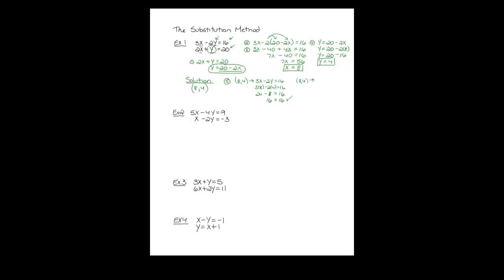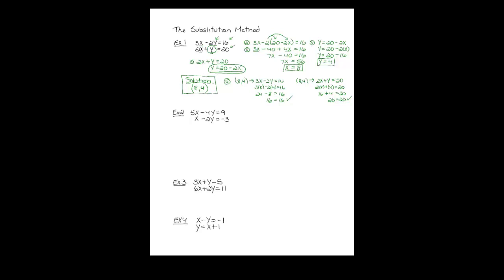8, 4. And the second equation, we have 2x plus y equals 20. So 2 times, replacing x with 8, y with 4, equals 20. 2 times 8 is 16, plus 4. 16 plus 4 is 20, equals 20. So it checks. So we know that the ordered pair 8, 4 is a solution to this system of equations.